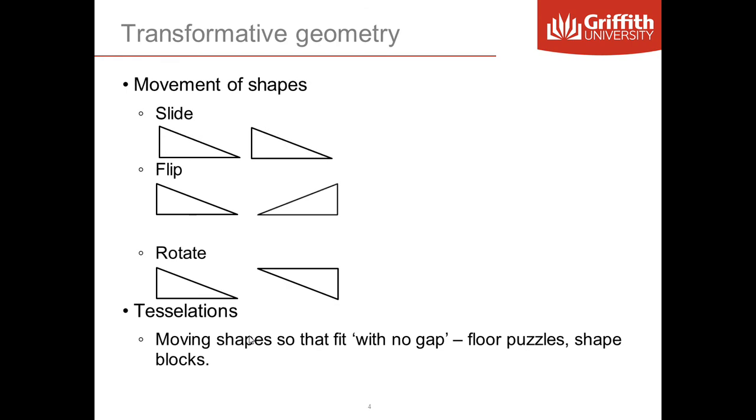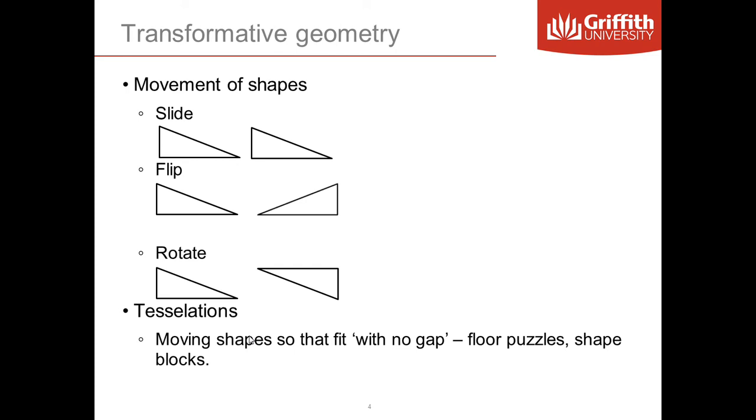We also need to look at transformative geometry. And transformative geometry simply means we're transforming. That means changing. Now there's 3 basic transformations in geometry. The first is the slide, where the triangle just moves along the same axes. So it could be vertical or it could be horizontal, but it's just simply a slide.